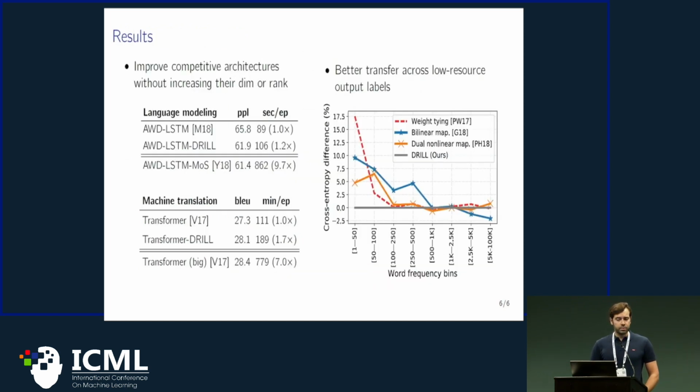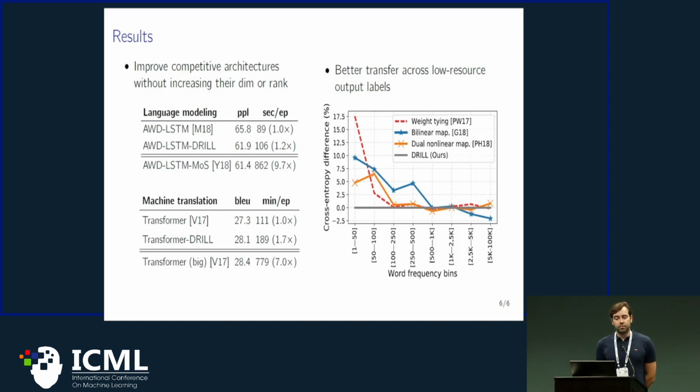Our evaluation on two text generation tasks shows that our output layer is able to improve competitive recurrent and self-attention architectures without increasing their dimensionality or rank. And by having a low overhead compared to them, note that our approach reaches similar performance with other methods with higher computational overheads, which increase the dimensionality or rank.